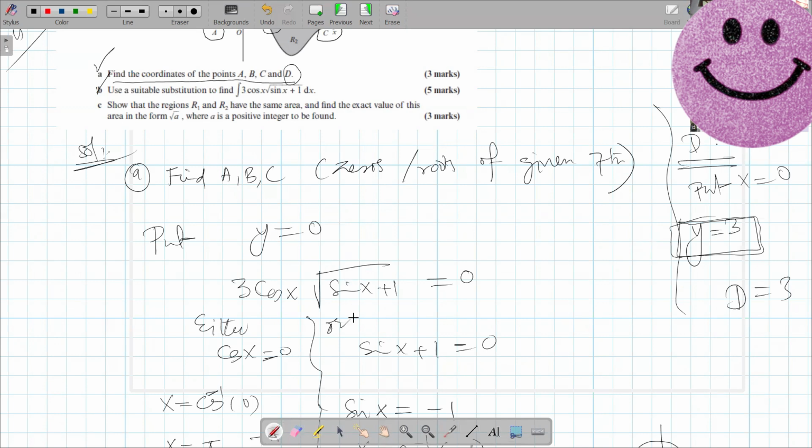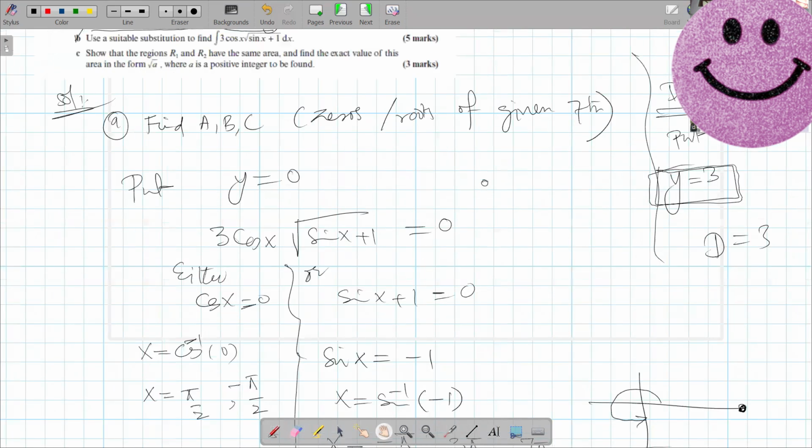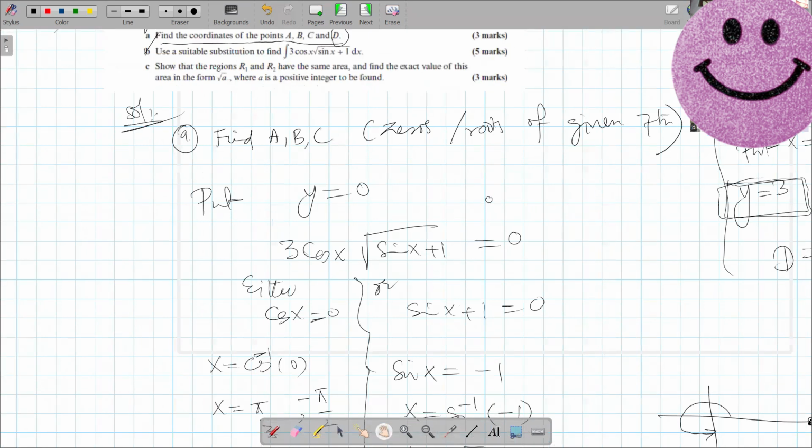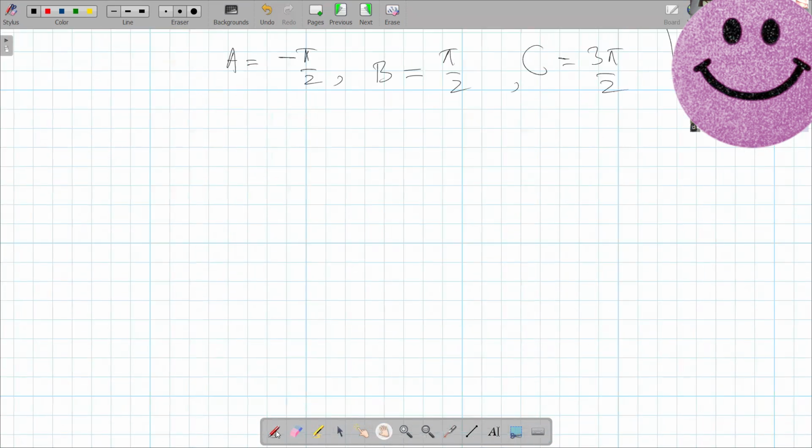Let's do part B. We will use a substitution. Use a suitable substitution to find this integral: the integral of 3 cos x times the square root of sin x plus 1. What substitution will we use here?